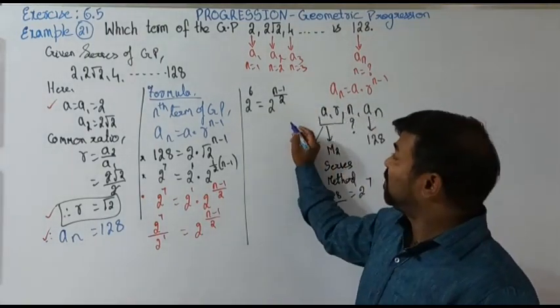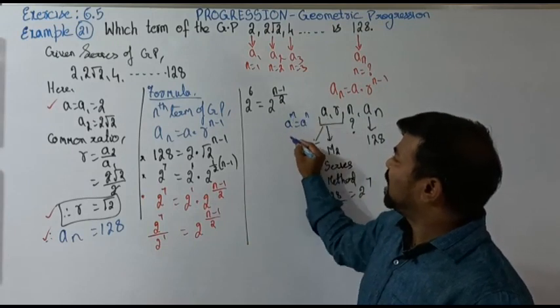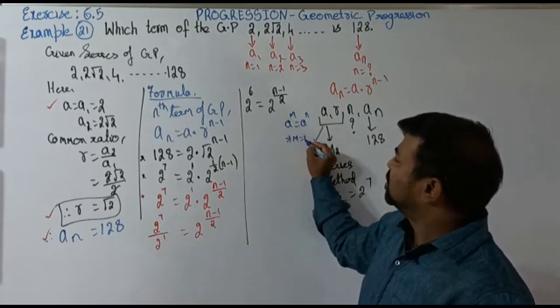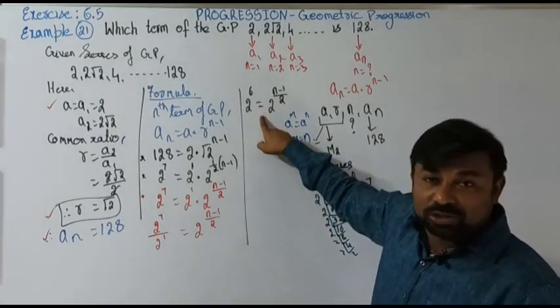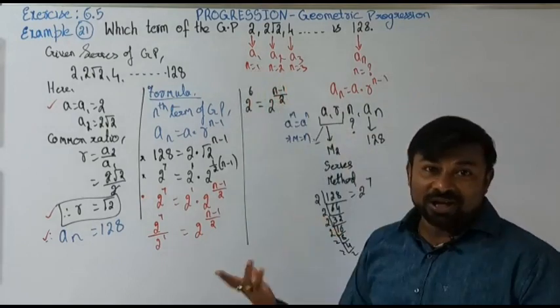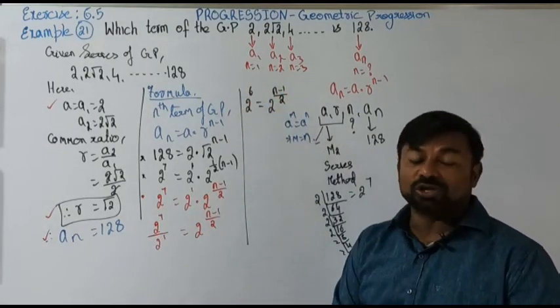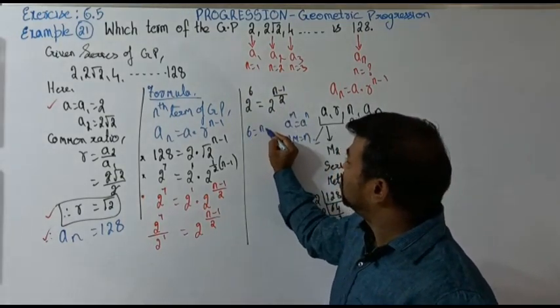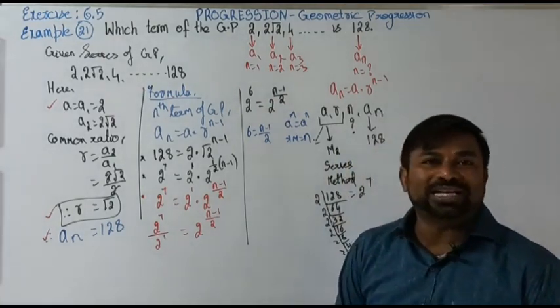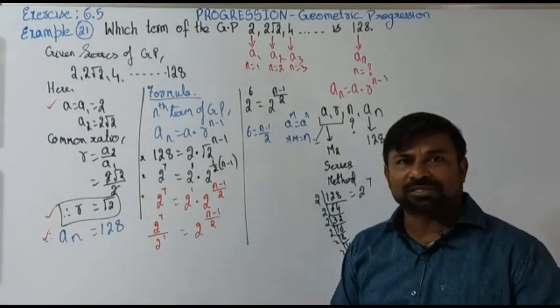Okay, now let's go for the formula. I think you might remember. a to the power m is equal to a to the power n implies m is equal to n. If bases are equal, with an equals sign in between, then the powers are also equal. Let us simplify that. So 6 equals n minus 1 by 2. Now, what is the unknown? N is the unknown. Let's solve it.